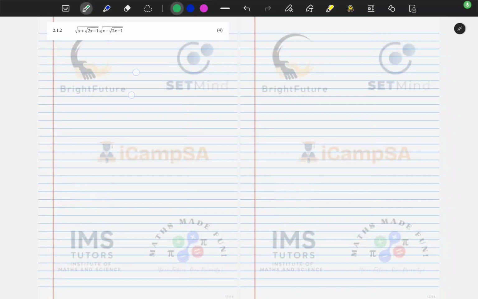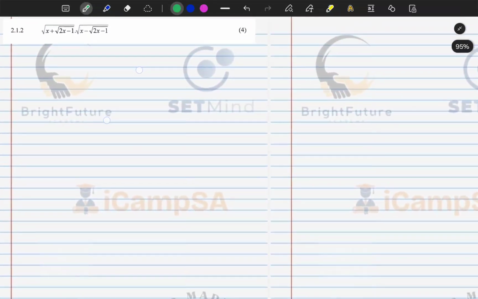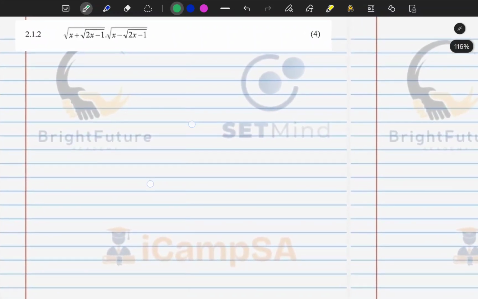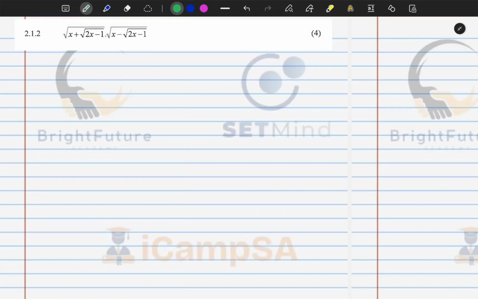Right, so let's move on to the next question. We have another question here, which is a very interesting question as well. What is required here is that we need to simplify the following. That means we need to write it in its simplest form, or write it in an exponential form, right?